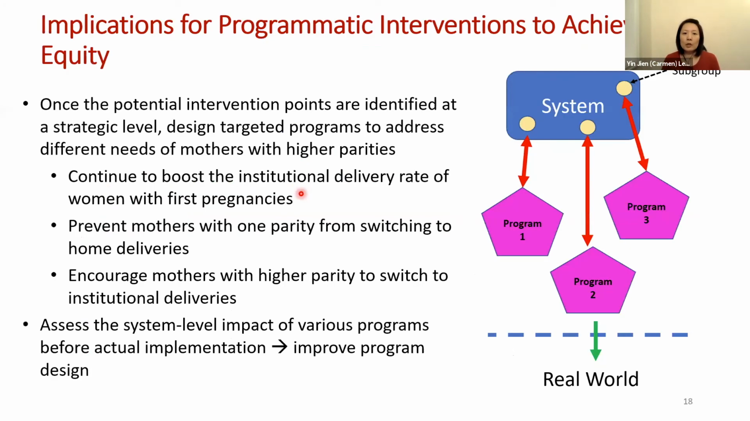So the implication for the programmatic interventions: if these yellow dots represent the subgroups, then we can develop different types of programs to intervene, to address the needs of these different subgroups instead of a one-size-fits-all program. And through the model, we can test the system-wide impact of these different programs before they are actually implemented at the population level.